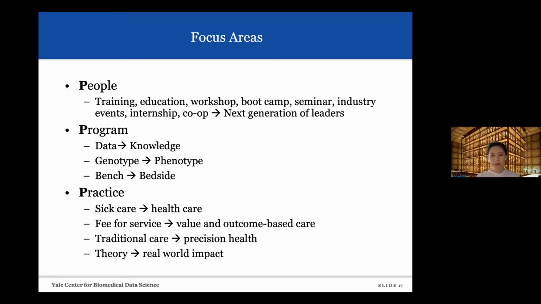and improve the fundamental research. And with the hospital side, particularly in the US, we like to contribute to the paradigm shift from sick care to healthcare, reduce the traditional fees associated with each service, and hopefully really revolutionize and change the healthcare system to be value and outcome-based care.